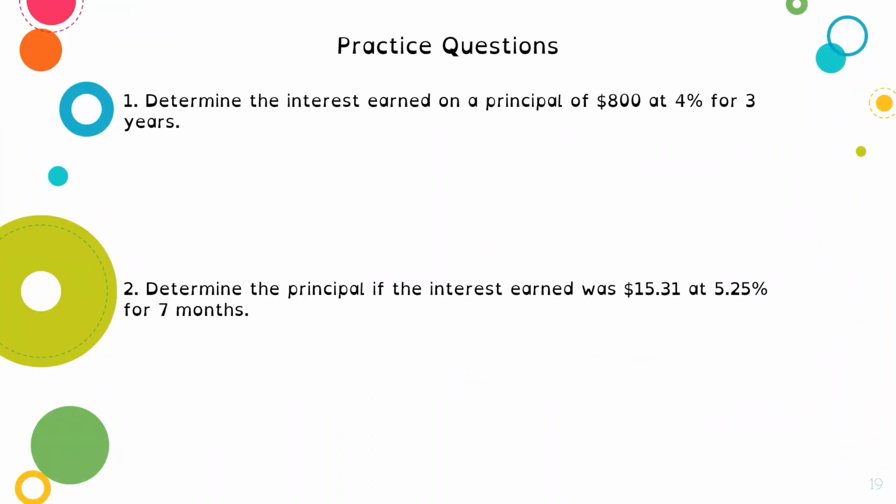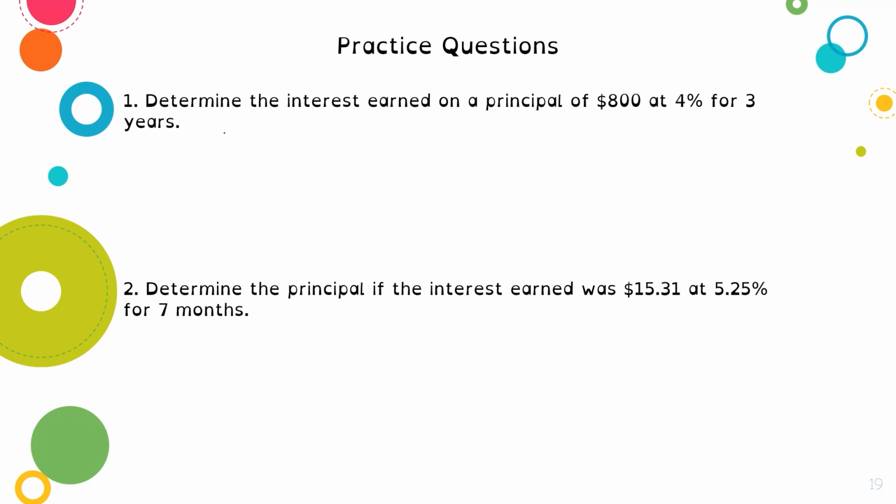All right, so let's do some practice questions. Number 1, determine the interest earned on a principal of 800 at 4% for 3 years. Because it doesn't say simple interest, but it doesn't say compound interest either, we need to think about which it is. In order for it to be compound interest, which we're going to get to later today, it has to say that it's compounding. So if it doesn't say that, then we know that we're talking about simple interest.